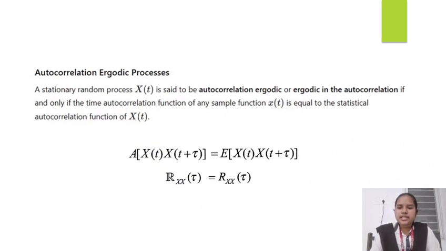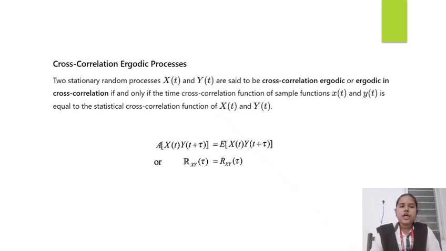And we see cross correlation ergodic processes. Two stationary random processes x of t and y of t are said to be cross correlation ergodic, or ergodic in cross correlation, if and only if the time cross correlation function of sample functions x of t and y of t is equal to the statistical cross correlation function of x of t and y of t. We can represent it as A of x of t into y of t plus tau equals E of x of t into y of t plus tau, or Rxy of tau equals Rxy of tau.